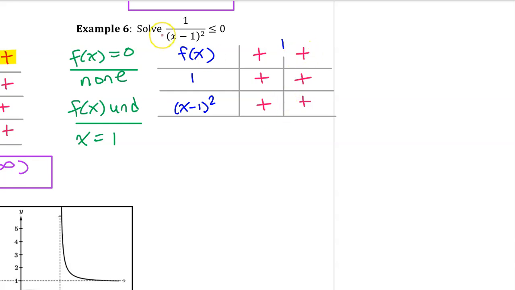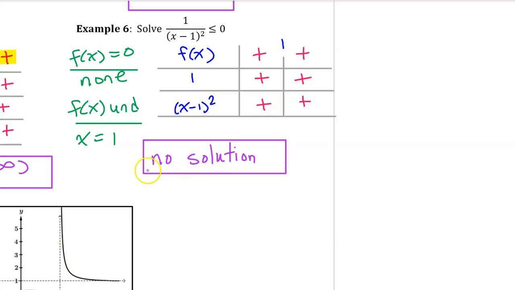So we are looking for the values of x that will cause f of x to be less than or equal to 0. So we're looking for values that will cause f of x to be negative or equal to 0. There are no intervals where f of x is negative, and even at this one critical value, this is not a number where f of x is equal to 0. This is where f of x is undefined. So there are no values of x that will cause f of x to equal 0. So there are no solutions to this. Sometimes that happens with inequalities.